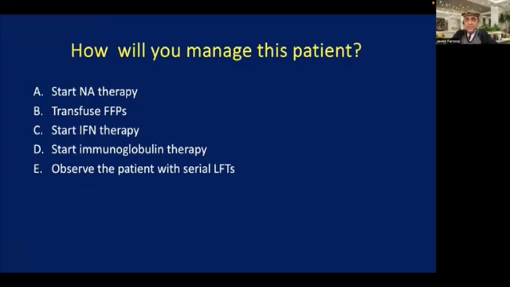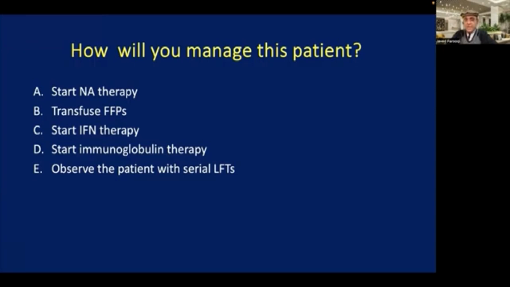Option A, start NA therapy, nucleoside analog therapy. B, you transfuse FFPs, fresh frozen plasmas. C, you start interferon therapy. D, you start immunoglobulin therapy. And E, you observe the patient with serial LFTs.